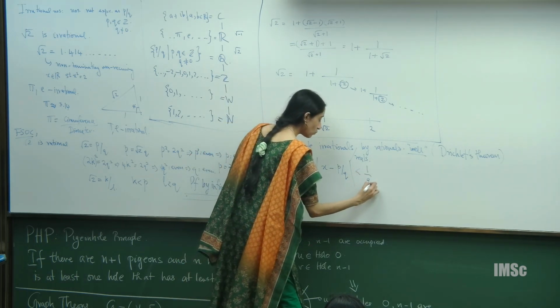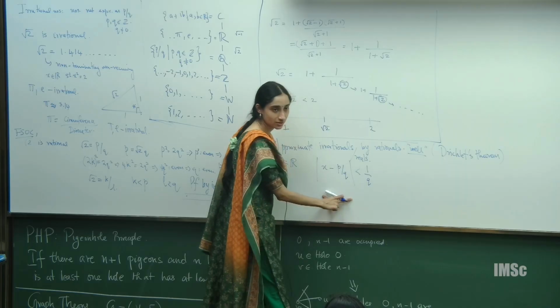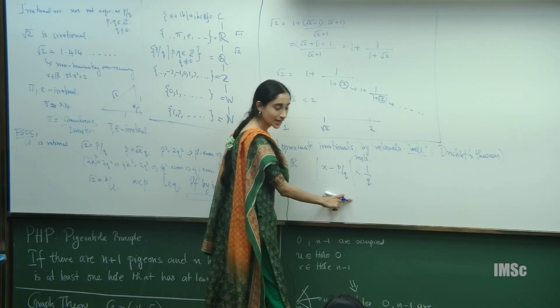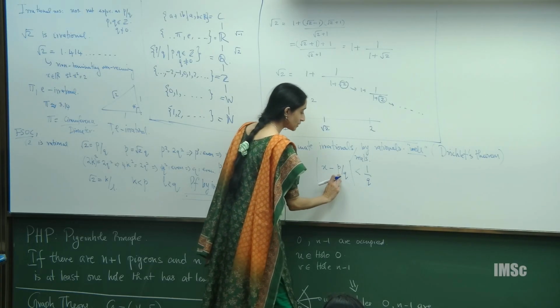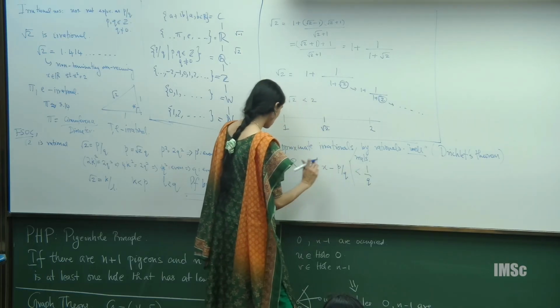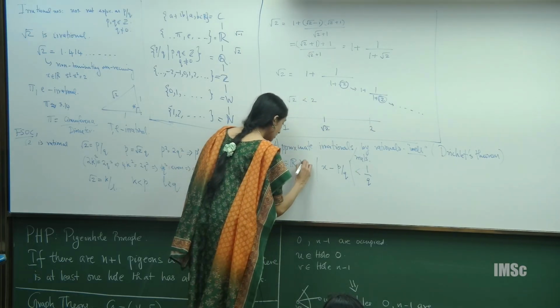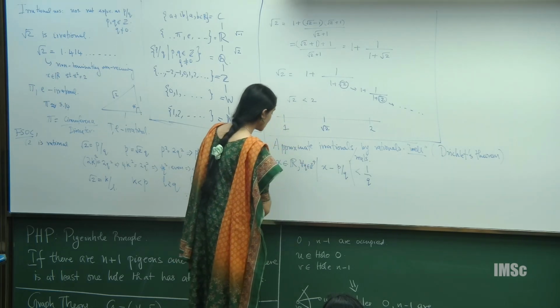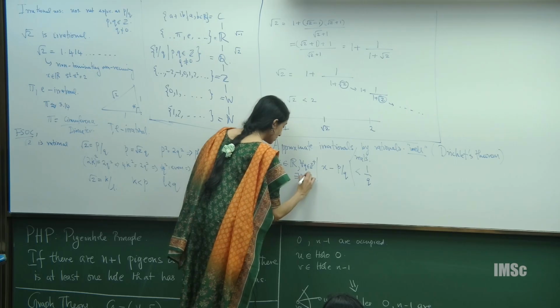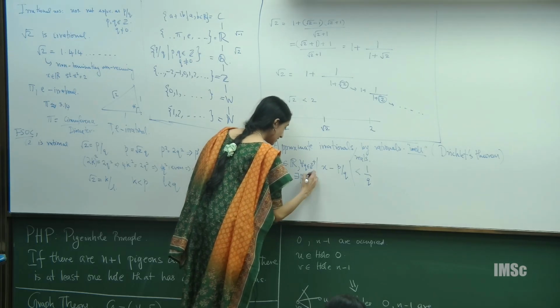So if I tell you that I want to be this close to x, can you give me a p such that |x − p/q| is less than 1/q? So for every x in R and for every q, there exists a p. In fact, I can say natural numbers.